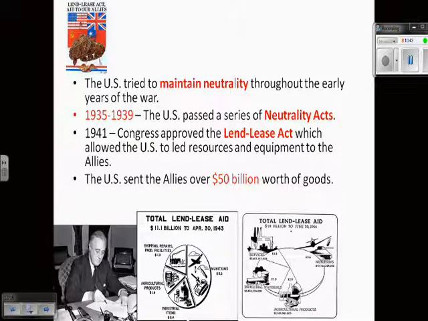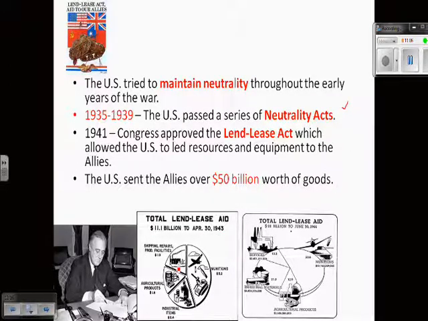And from 1935 to 1939, okay, the government passed a series of neutrality acts, which means we are not going to get involved. But then 1941, right, we start to turn the corner a little bit, and Congress approves what's known as the Lend-Lease Act. And if you think about the word lend, it means to loan. Okay, we are now loaning resources and equipment to the Allies. Over $50 billion.